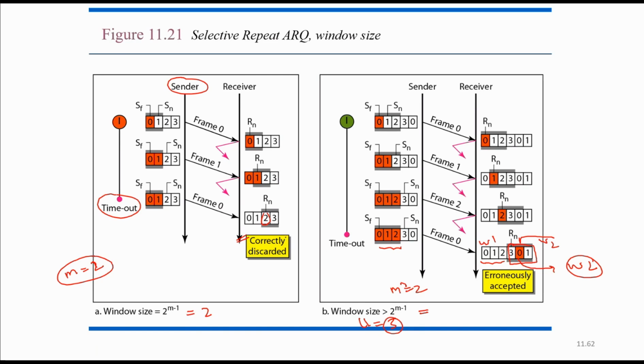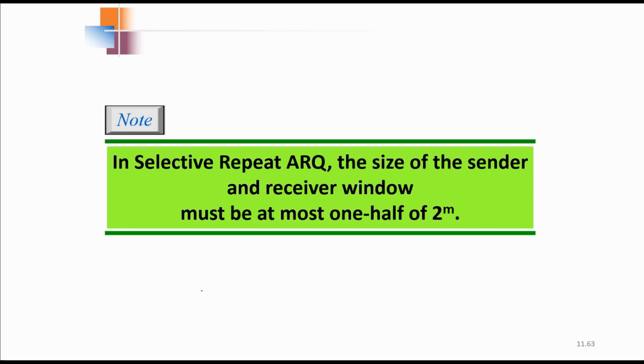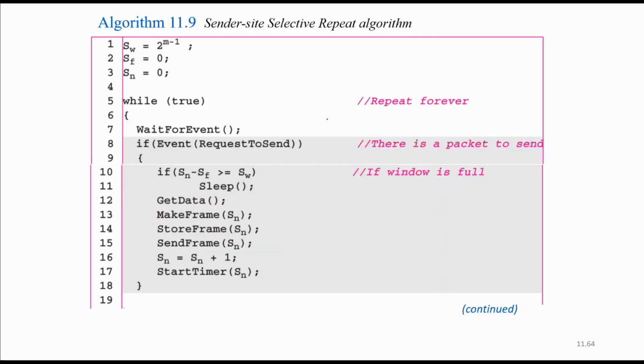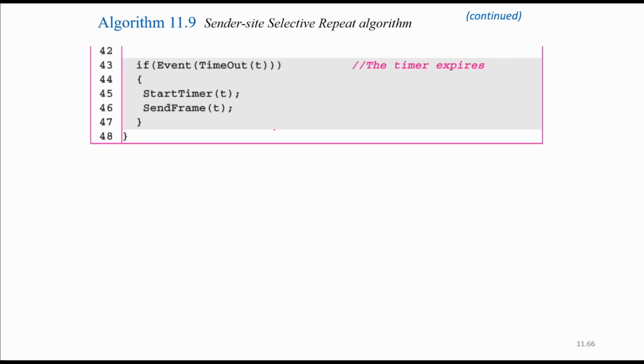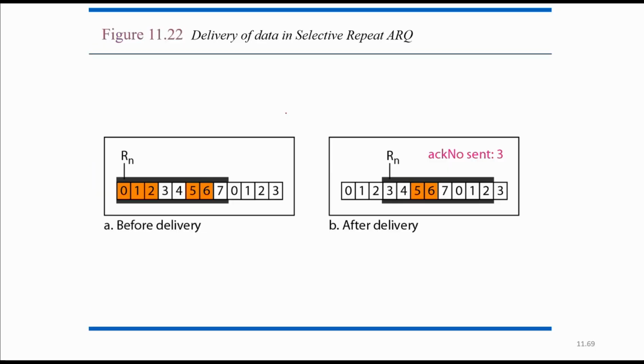That's why in selective repeat ARQ, the window size is considered to be 2 to the power m minus 1, half of the previous one. So in selective repeat ARQ, the size of the sender and receiver window must be at most one half of 2 to the power m, and both are equal in size. This is the algorithm that you can go through for basic understanding.